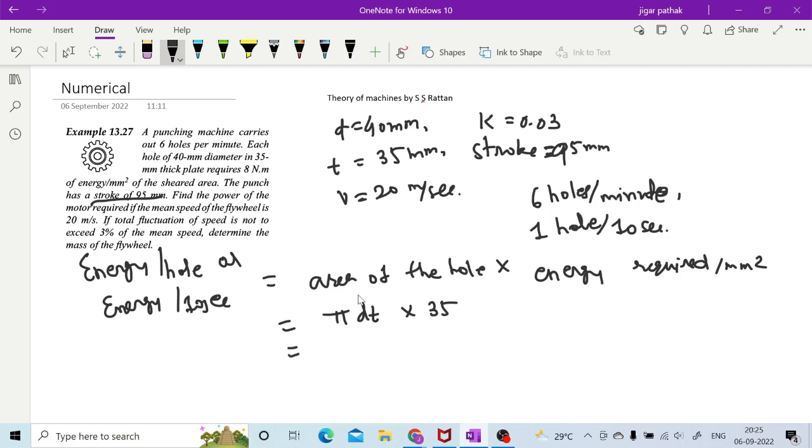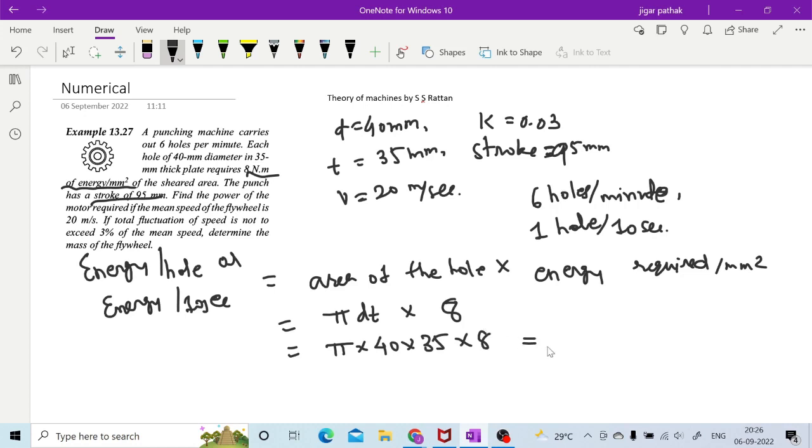Sorry, here it is 8, not 35. 8 Newton meter of energy per mm square. Sorry, 35 mm is the thickness. This 8 Newton meter is provided here. 8 Newton meter of energy per mm square of sheared area, and the area being sheared is given as pi into diameter 40 into thickness 35 into 8, which will give you, can you answer this?